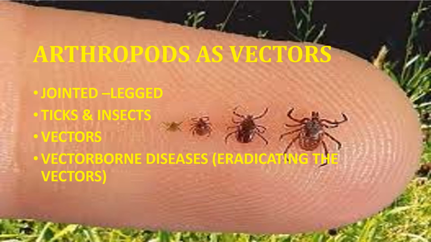Arthropods as vectors. Jointed-legged animals, including ticks and insects, belong to the phylum Arthropoda. Arthropods that carry diseases are called vectors. Vector-borne diseases are most effectively eliminated by controlling the vectors.